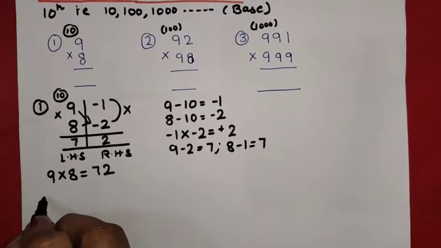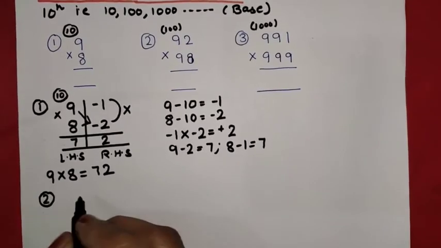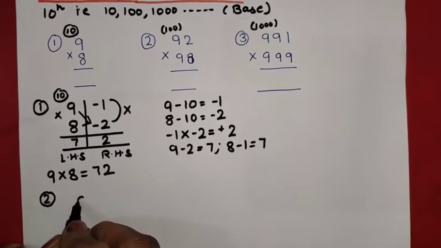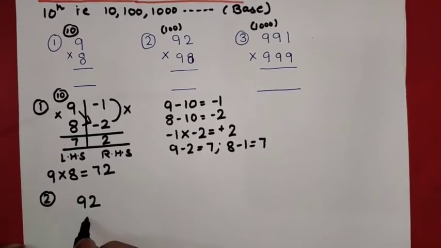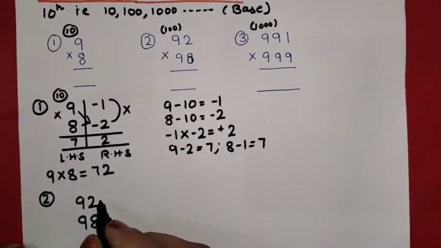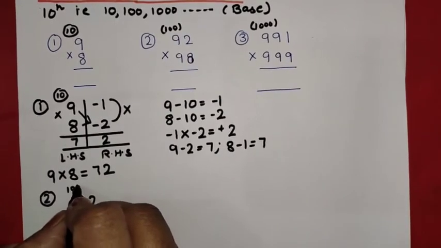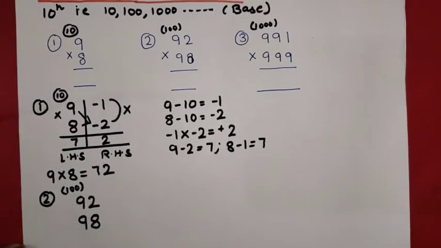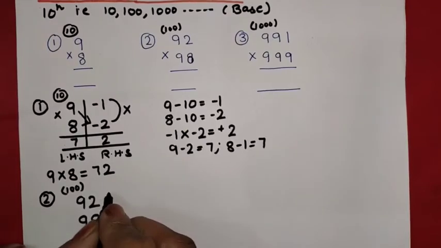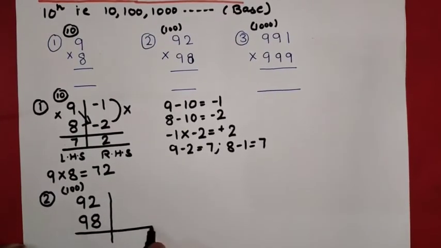Now let me take another bigger question which I have taken. We want to multiply 92 multiplied by 98. Now by looking at the question, you come to the conclusion, yes, these two numbers are near to base, and what is the base of these two numbers? It is 100, right?